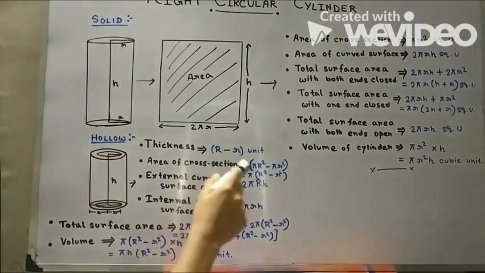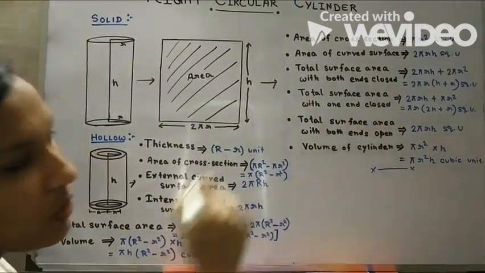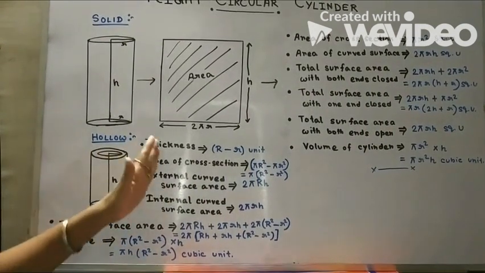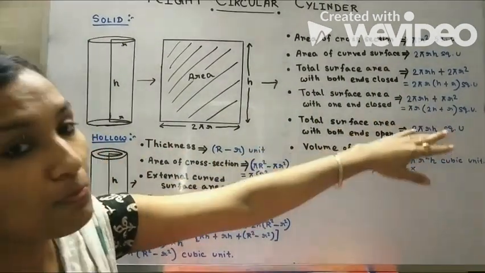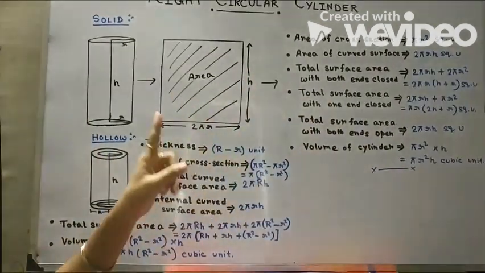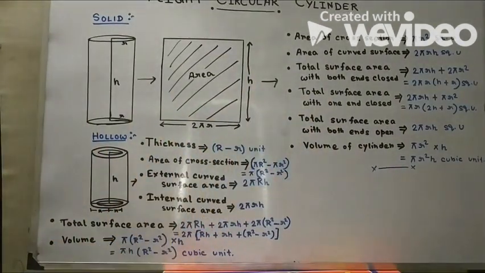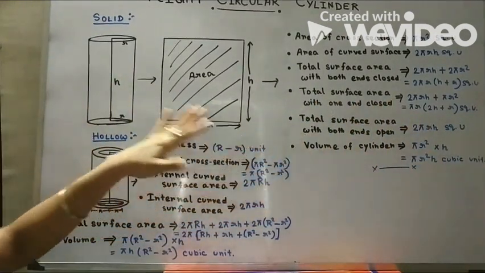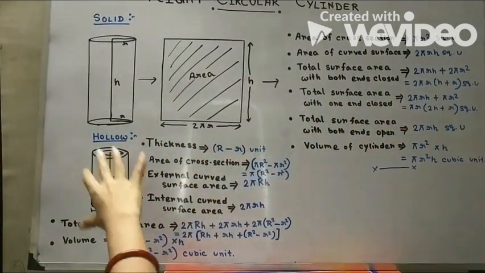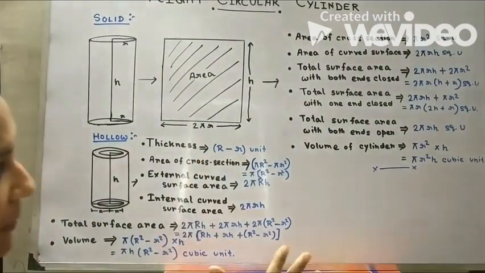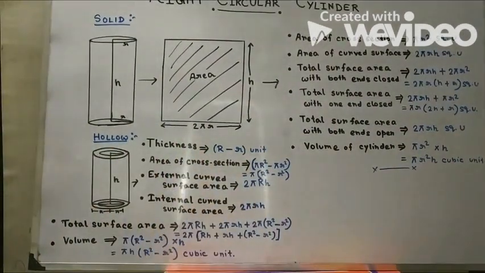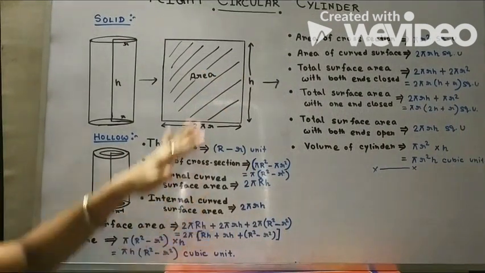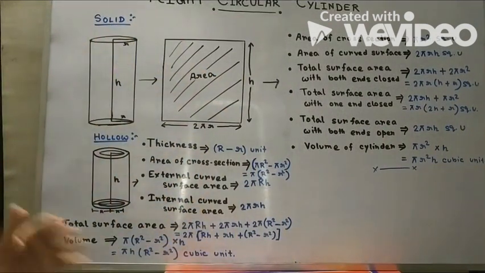Now the total surface area with one end closed. If only one end is closed, then we will have 2 pi r h plus only one base area, that is pi r square. Here it is. And the total surface area with both ends open will be only 2 pi r h, the same as the curved surface area, because there are no other bases, right?